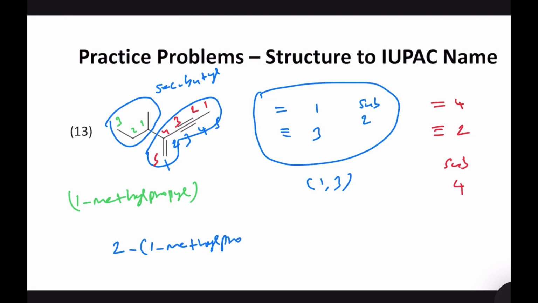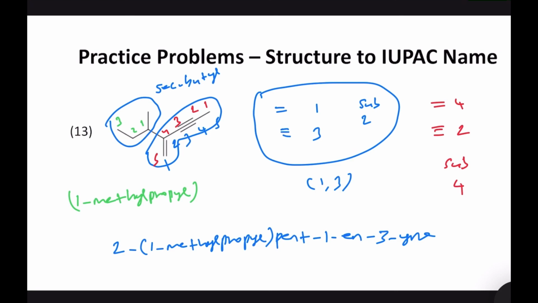and then pent, because total 5 carbon atoms are there in the parent chain, 1-ene. We don't have to worry about the stereochemistry because no cis trans isomerism is possible at position 1. And then 3-yne. That's the correct systematic IUPAC name for this molecule.